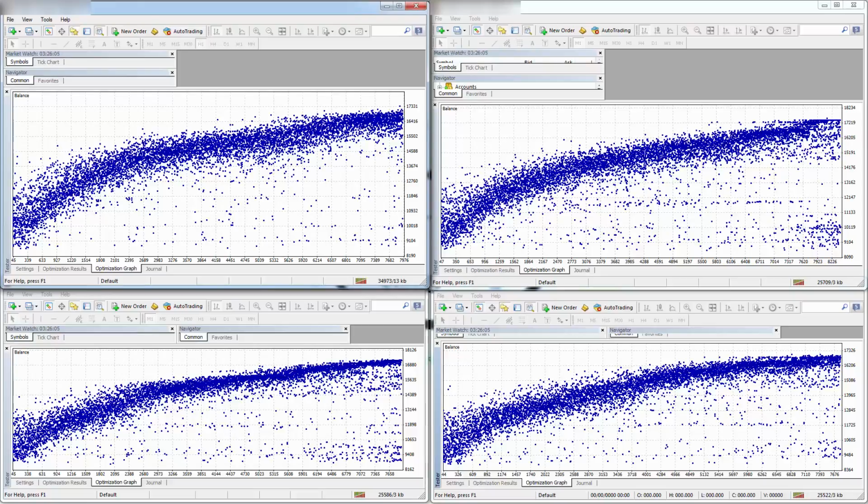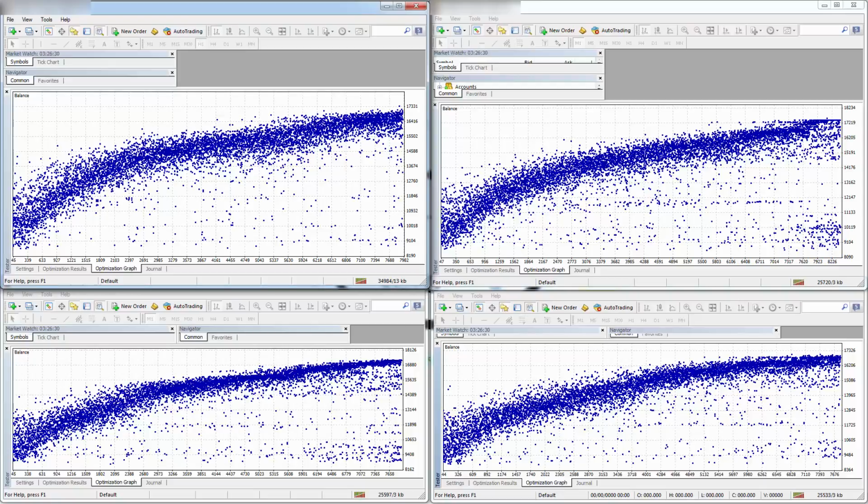And what I wanted to share today is a use case for the genetic algorithm in MetaTrader 4. Now we've already talked about the genetic algorithm and we know how it works, but how can we use it to really boost our algorithmic trading system optimization process? So today I'll show you one of the ways I use the genetic algorithm in MetaTrader 4.